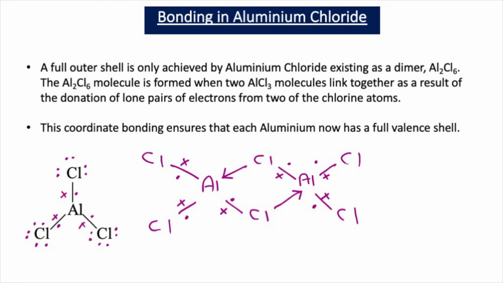Now I've chosen to use a double-headed arrow here to represent each dative or coordinate bond. However, you could just use 2 dots to represent the pair of electrons.